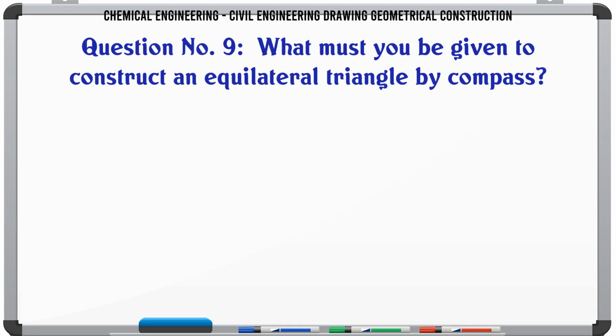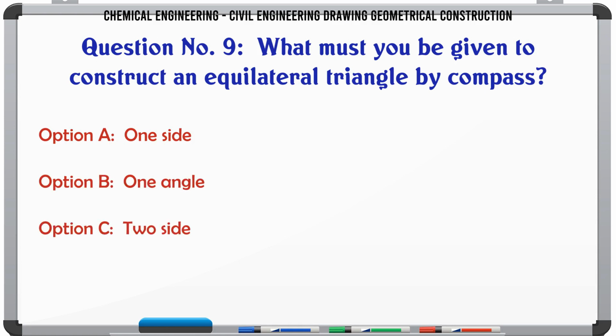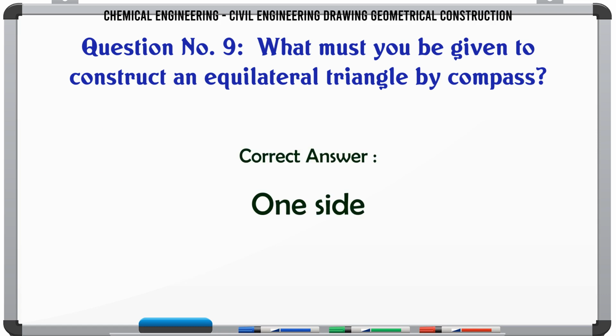What must you be given to construct an equilateral triangle by compass? A. One side, B. One angle, C. Two sides, D. One angle and one side. The correct answer is one side.